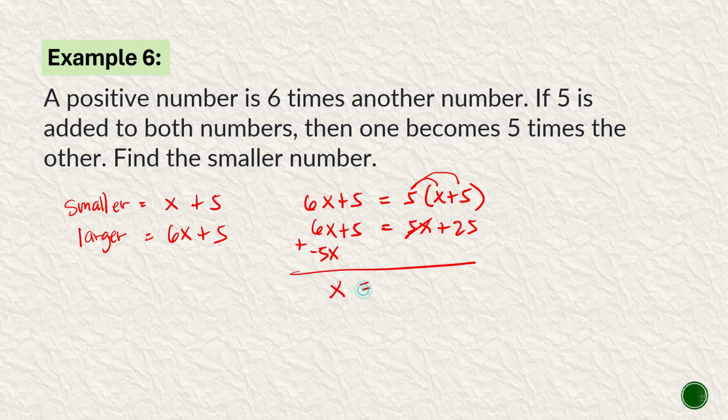Since the x is already on the left, we just need to remove that constant number 5 on the left. Okay, that means add negative 5 on both sides. So 25 plus negative 5, they have different signs, so you will subtract them. So x equals 20. And that's the smaller number. Okay, the bigger number is obviously 6 times 20.